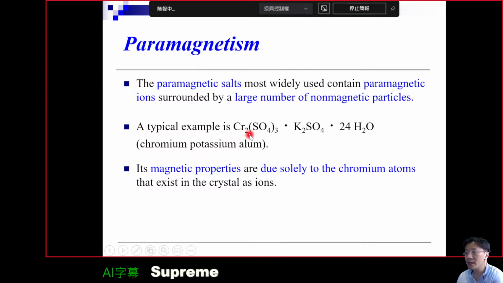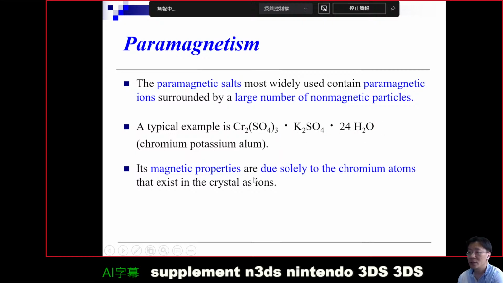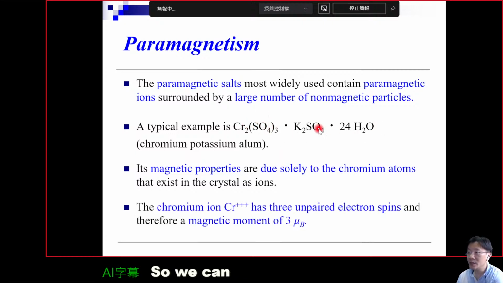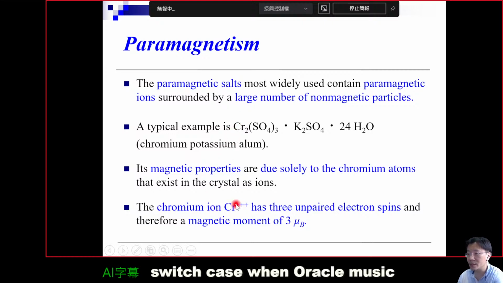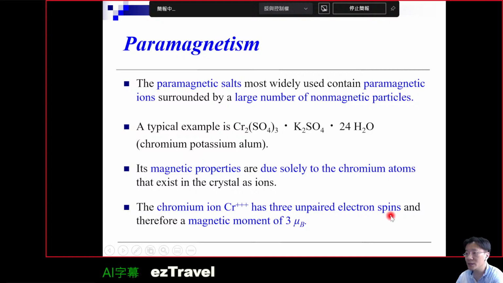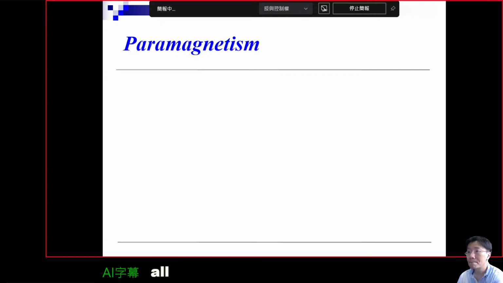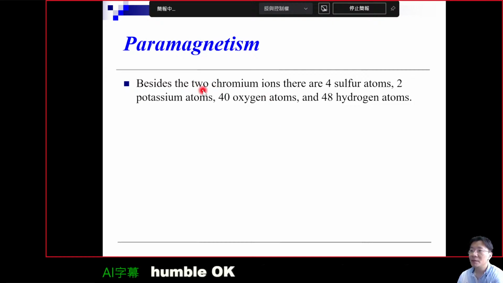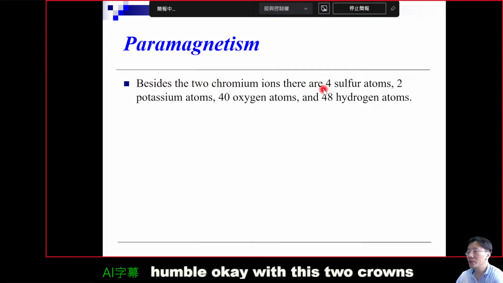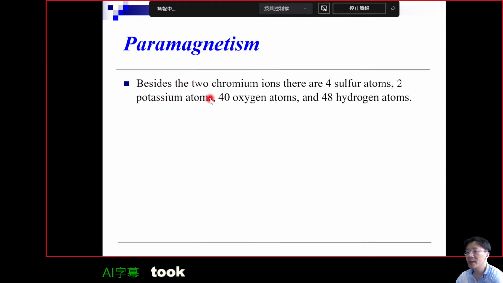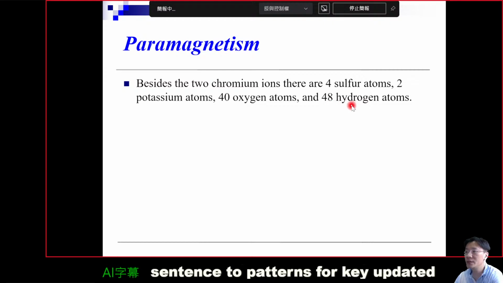So the chromium atom contains 3d electrons, and all the others have no 3d electrons. In this case, we know the chromium is trivalent, so they have unpaired electron spins, and the magnetic moment is 3 mu B, just as I showed you on my whiteboard. Besides these 2 chromium ions, there are 4 sulfur atoms, 2 potassium atoms, 40 oxygen atoms, and 48 hydrogen atoms. So they are all non-magnetic.